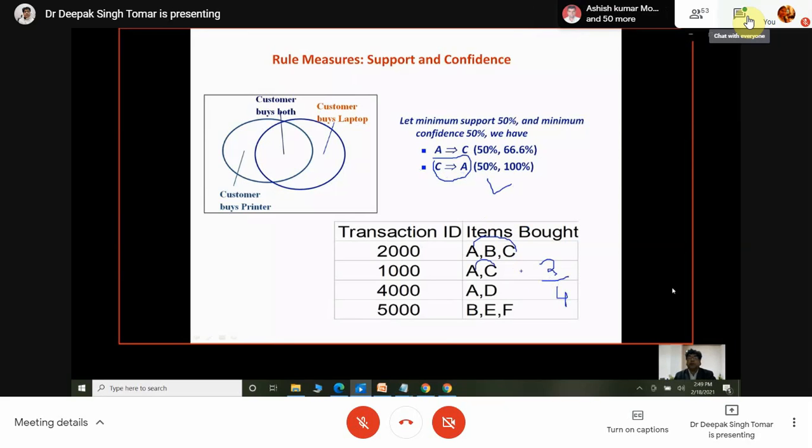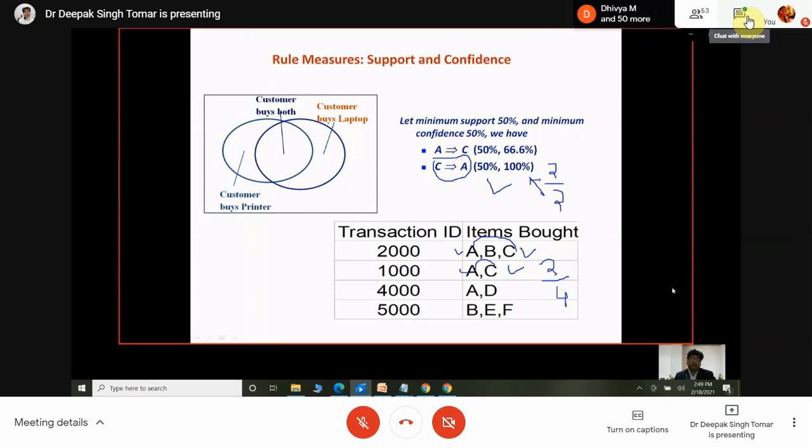In the textbook you will find that C is occurring 2 times, the same, and both times it is 2. So it is 2 by 2, and this value is about 100%.